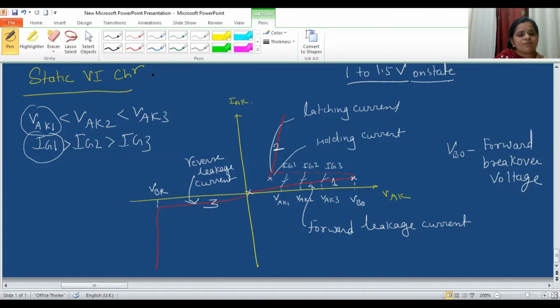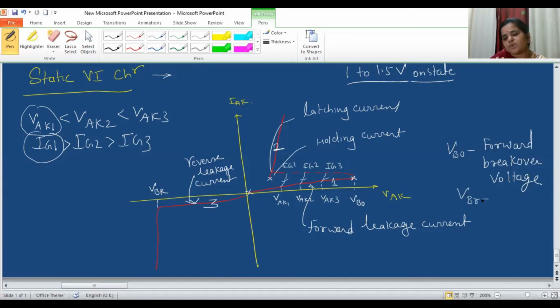Why is it called the static VI characteristic? Because it shows the variation of anode cathode voltage and current during static condition, meaning steady state condition. Apart from that, in a reverse bias condition, if we increase the voltage, there will be a small change in the current, and once the voltage reaches the reverse breakover voltage, that is VBR, the device goes into conduction mode, there will be a drastic increase in current, and the device will be permanently damaged.